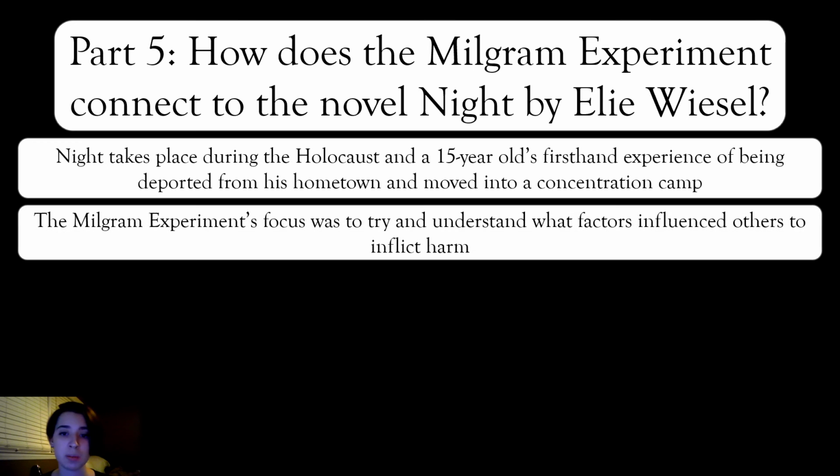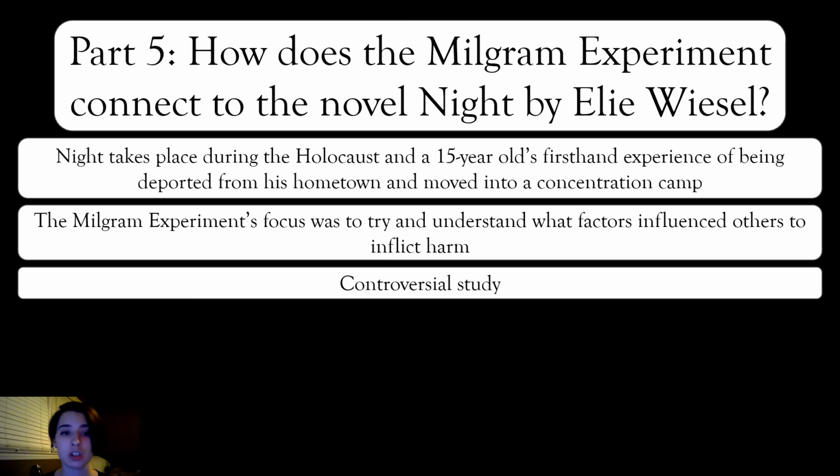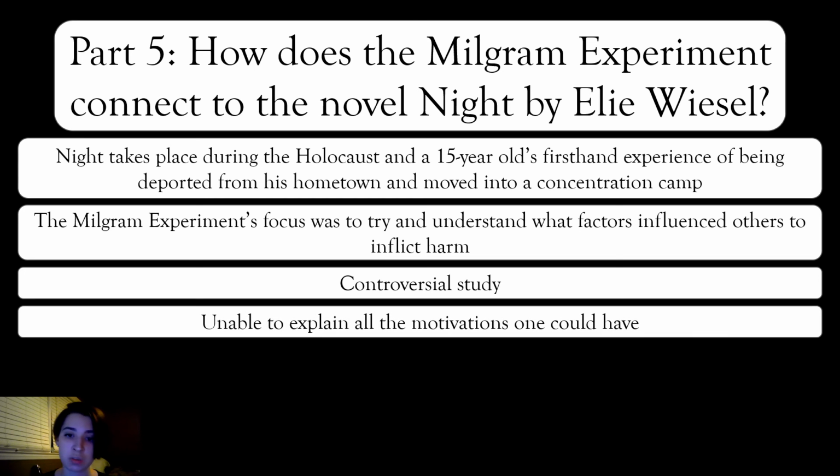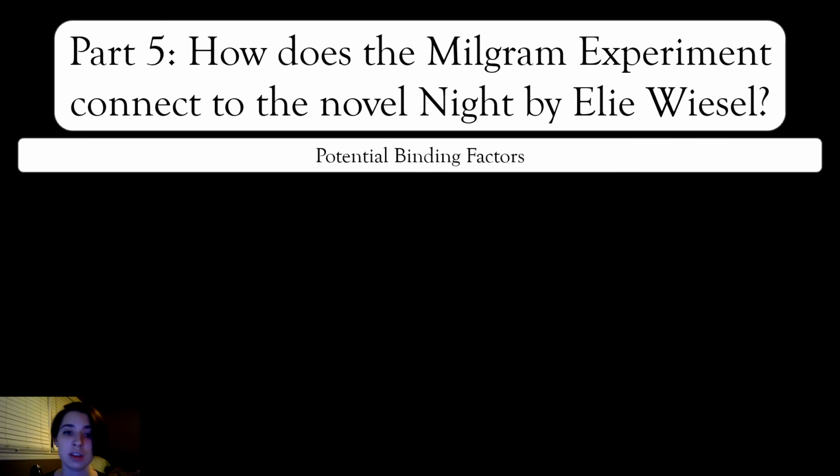The Milgram experiment's focus was to try and understand what factors influenced others to inflict harm. The study, while being controversial and unable to explain all the motivations one could have, does explain a few potential binding factors, such as consistency, obligation, and situational definition.